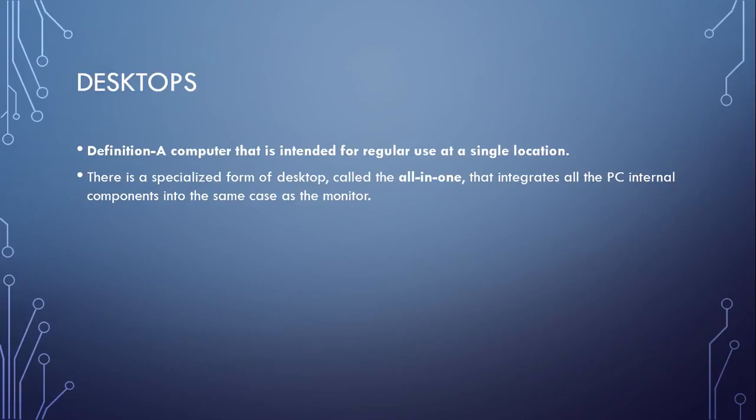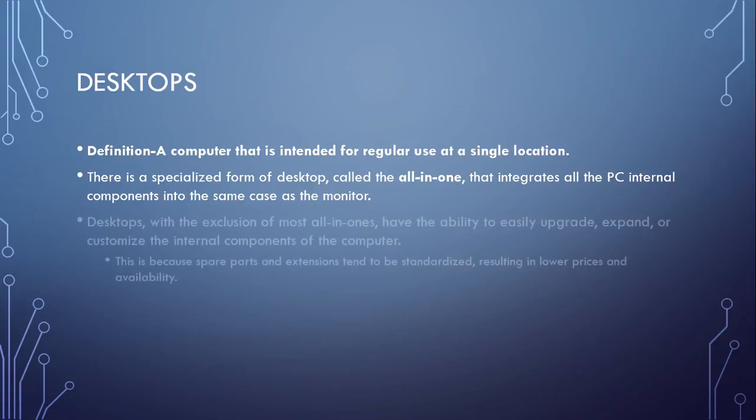Now there is a specialized form of a desktop that's called the all-in-one that integrates pretty much all your PC internal components into the same case as your monitor. Typically with desktops, the monitor and the tower are two separate things. However, you can get an all-in-one where it's all put into one device.